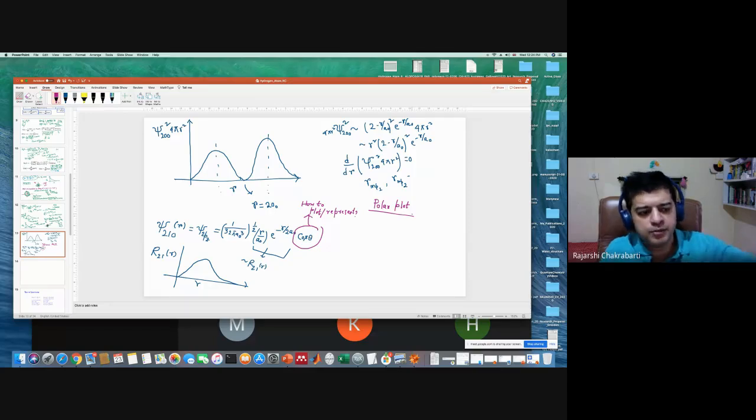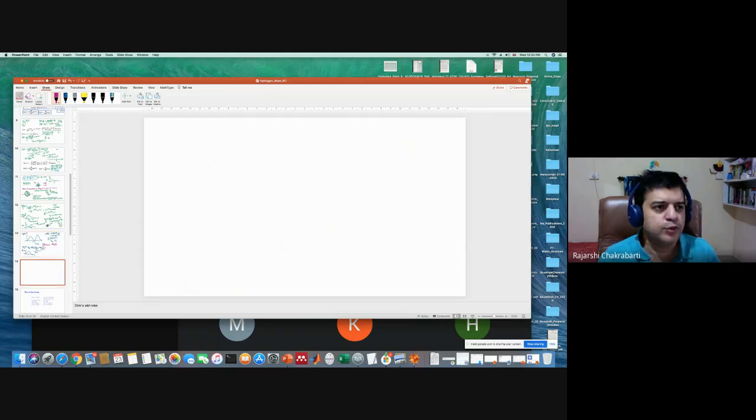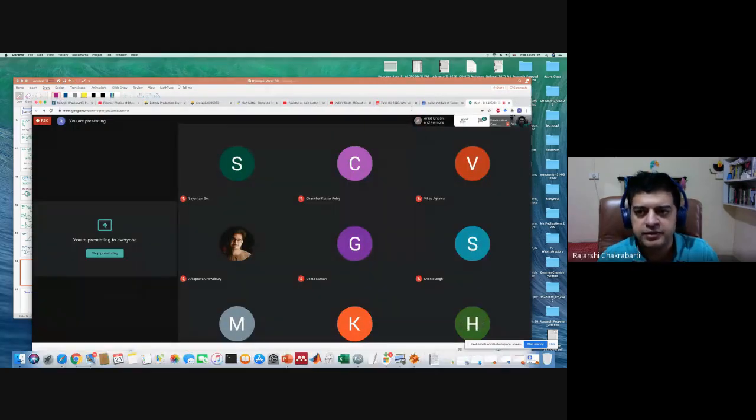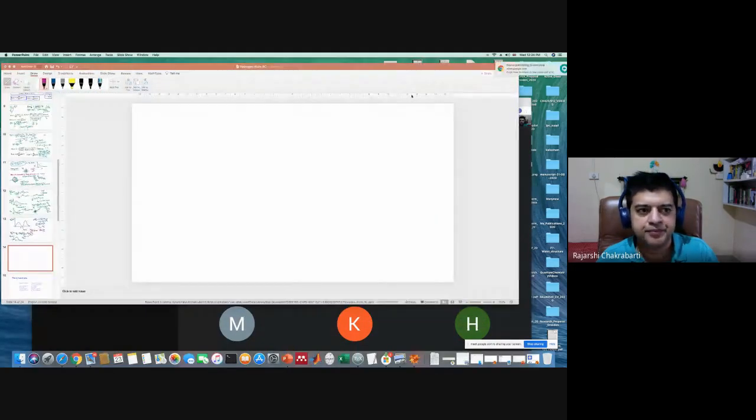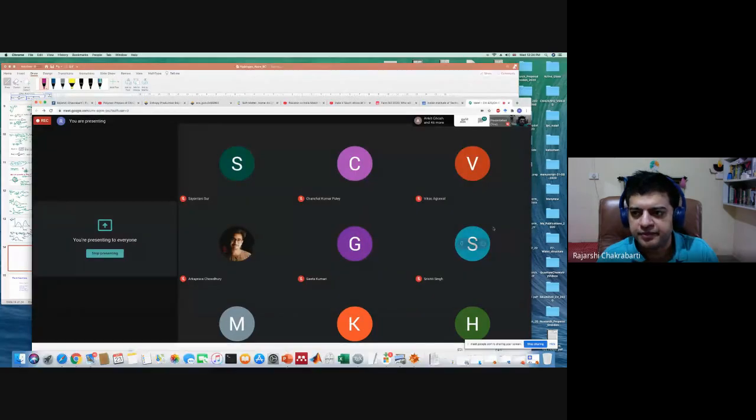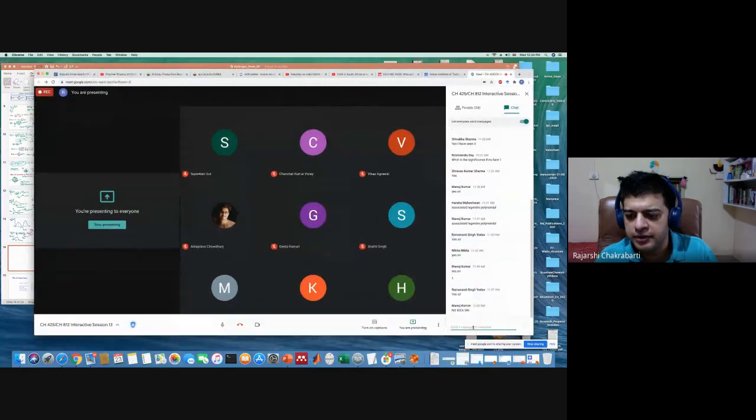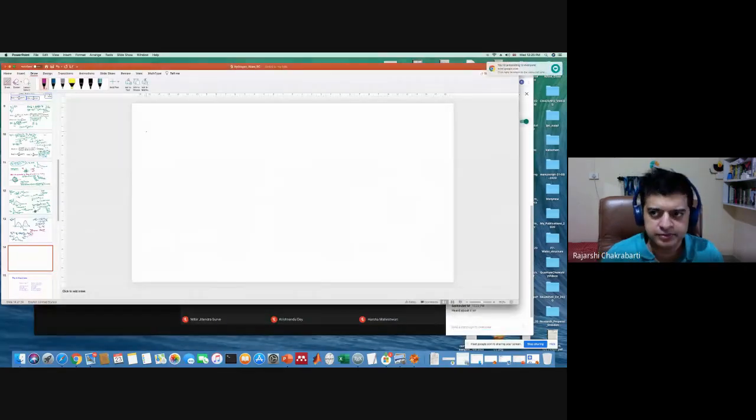How many of you know polar plots? Heard about polar plots? You guys said that you know the hydrogen atom, so that's why I'm asking the question. Write in the chat box. No one? Heard about polar plot? No idea? Then you don't know the hydrogen atom, not because of the polar plot, but then you should know all these things.